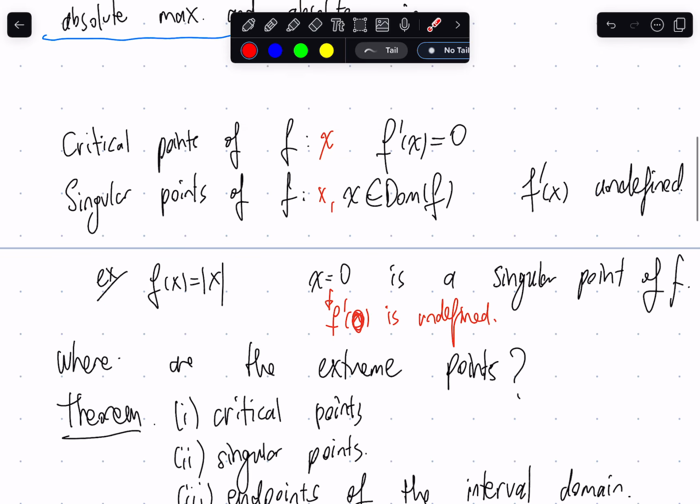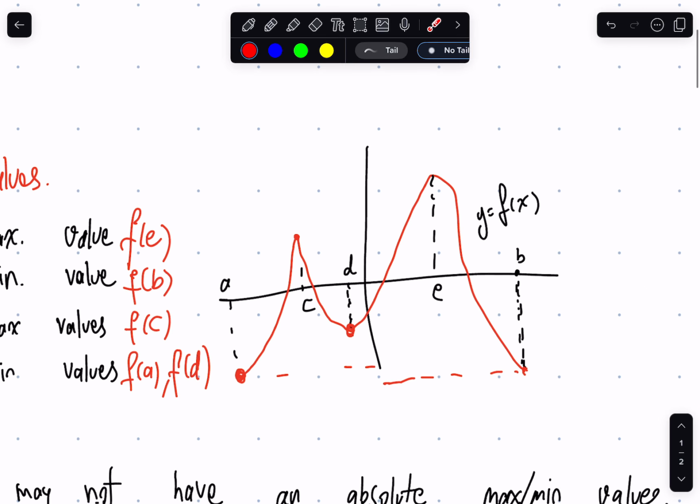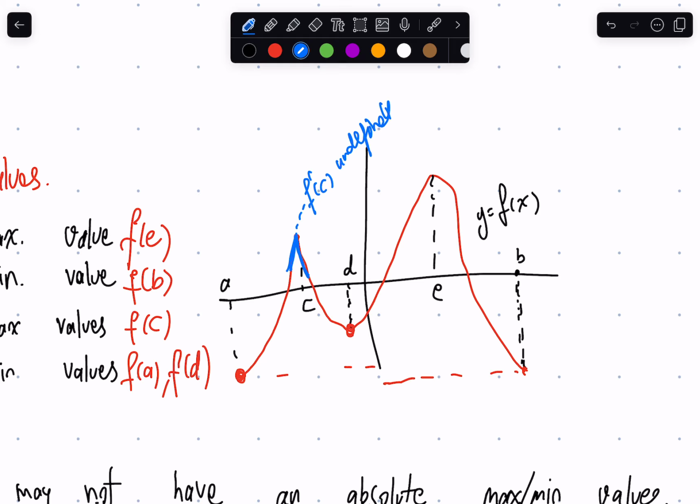Okay, so we can see this on the first figure. So you see the minimum and maximum values have to occur on the endpoints of the domain. So this point is basically, I tried to draw it such that this is a singular point of the function. Okay, so there's a cusp like this. So the derivative f prime of c is undefined. And this is a maximum value.